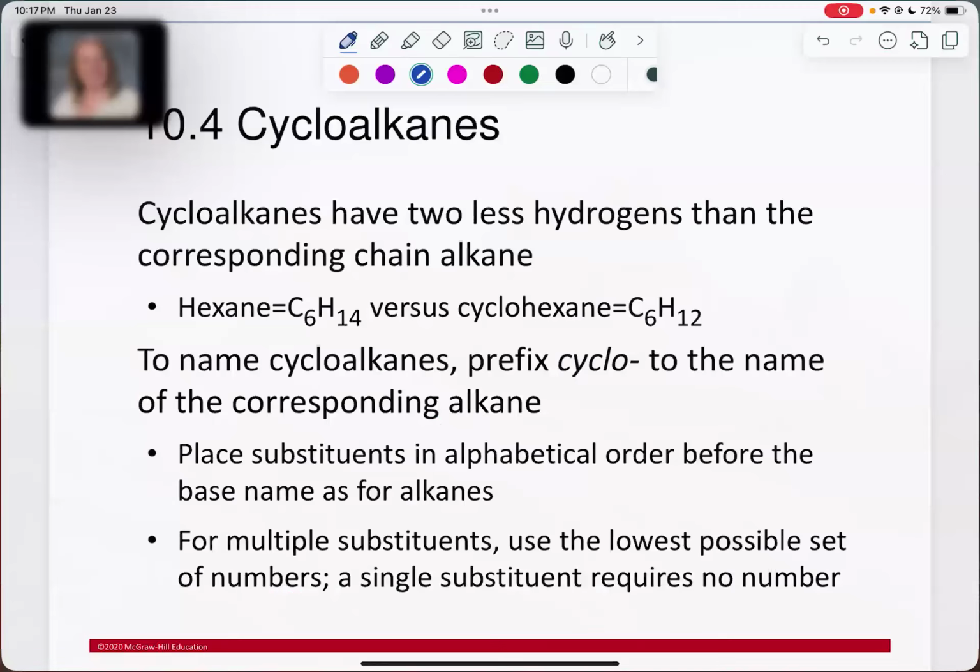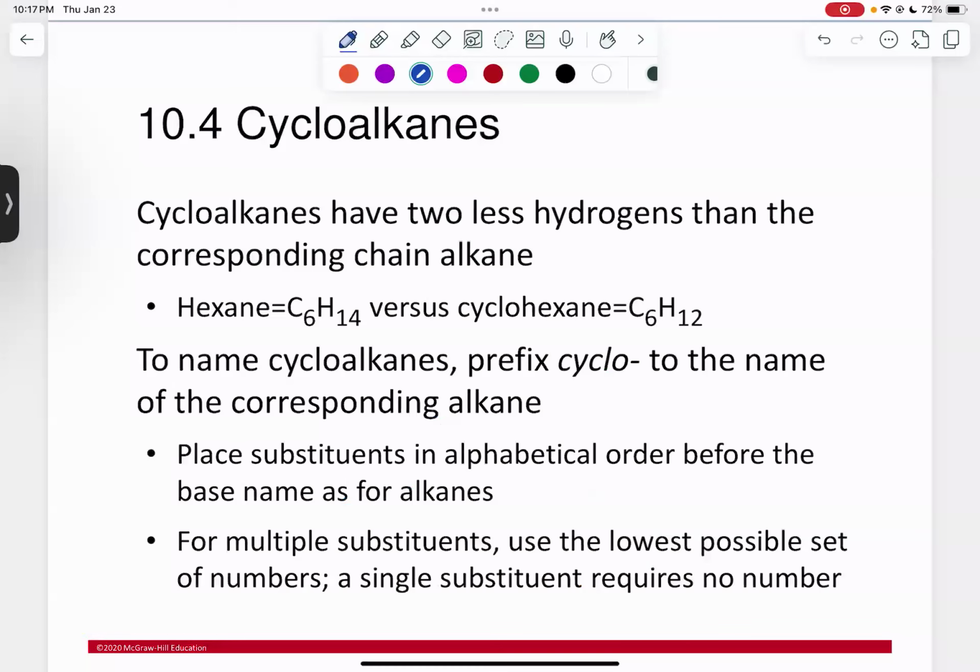We are on chapter 10, section 4, which is our cycloalkanes. Cycloalkanes, all you have to remember is that cyclo is a ring. So if I took something that was, let's say, 4 carbons long, each of those carbons is going to have a particular number of hydrogens. Each one on the end is going to have 3. Each one in the middle is going to have 2.